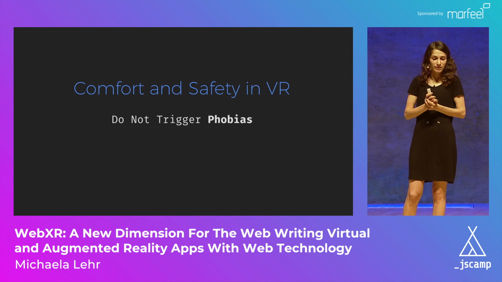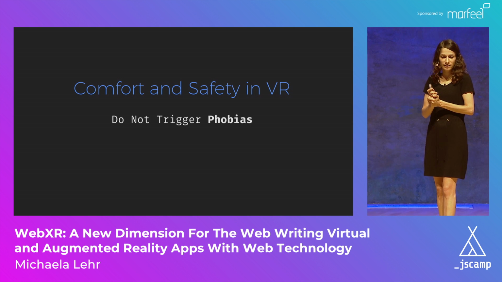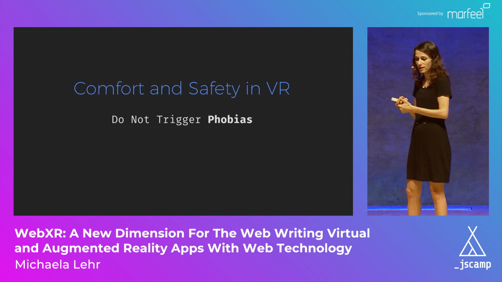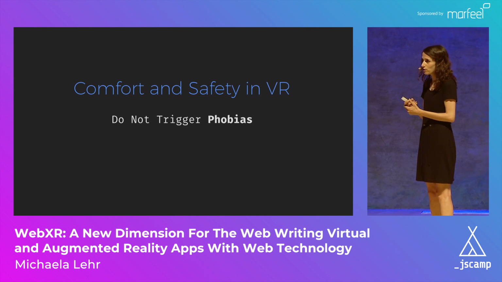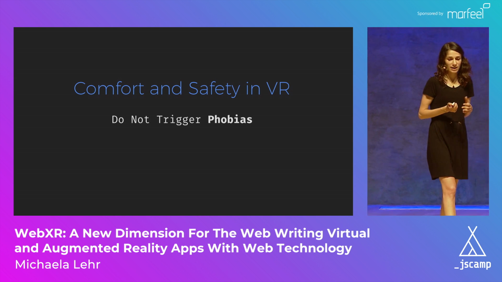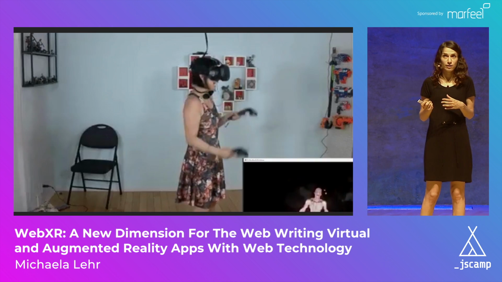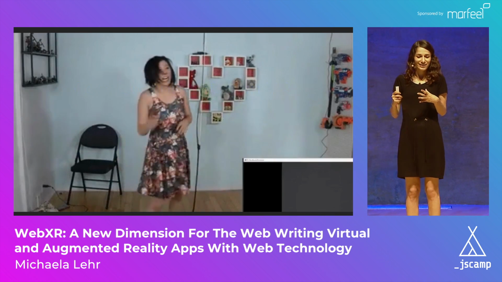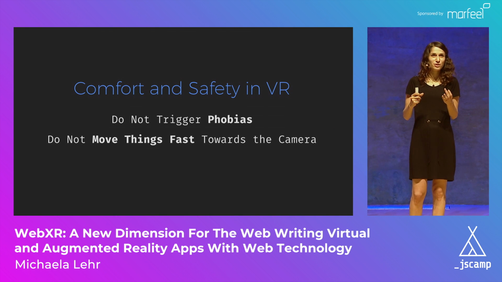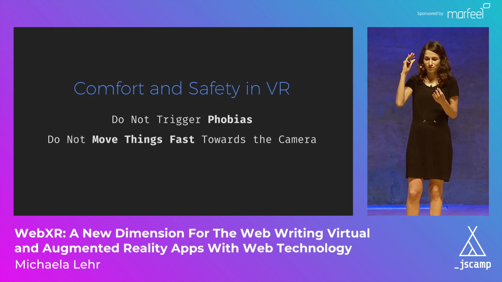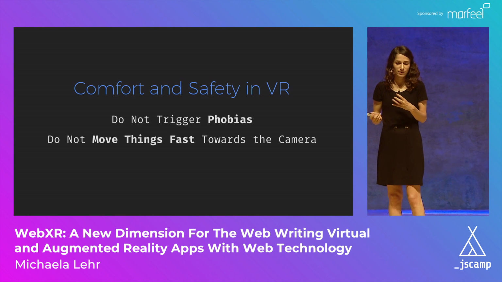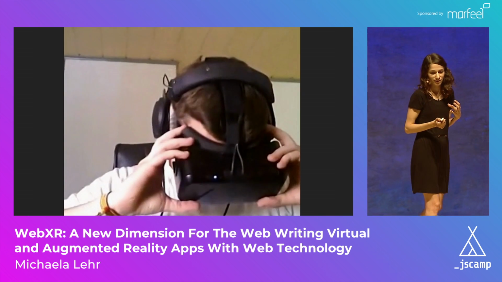Okay, what can we do to make our users safe and comfortable in a virtual reality context? First of all, you should avoid creating environments that may trigger phobias, like large empty rooms or small rooms or underwater environments, especially without warning them beforehand. And also, you do not want to move things fast towards the user, which is the camera, especially if these are sharp or dangerous or gross things.